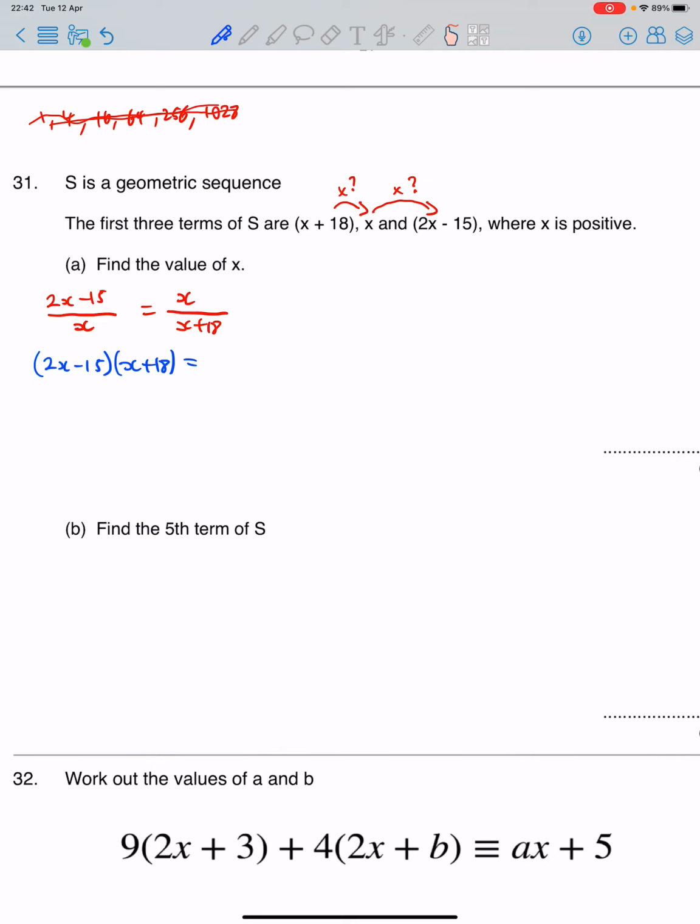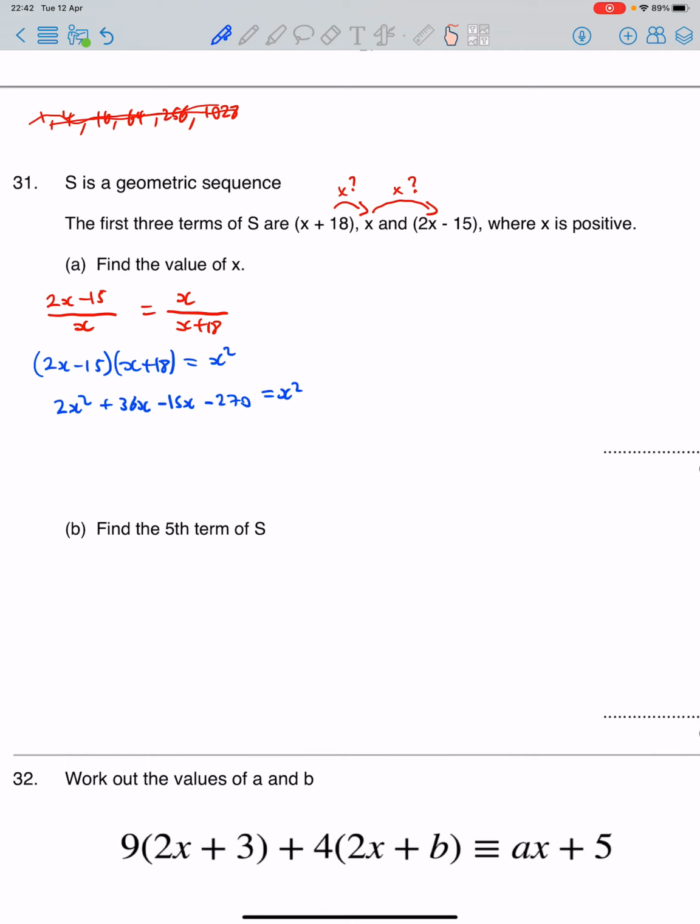Now let's expand this left-hand side. So we get 2x times x, which is 2x squared, 2x times 18, which is plus 36x, minus 15 times x, which is minus 15x. And then minus 15 times 18, well, 18 times 10 is 180, 18 times 5 is 90. Add those together, you get 270, so that's minus 270. And that equals x squared. We've got a quadratic. Whenever we're solving any quadratic, what do we do? We always make it equal to 0.